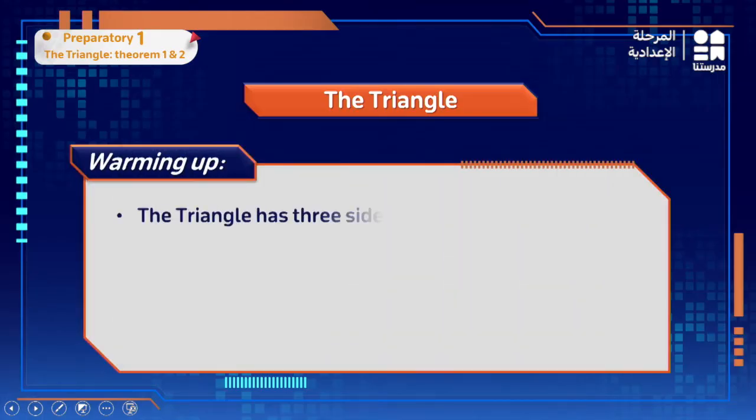The triangle. Our warming up is about the triangle. It has 3 sides and 3 vertices. And I need to remind you about the alternate angles: if we have 2 parallel lines, they make the letter Z with each other and they are equal in measure. That's what we need in today's lesson.